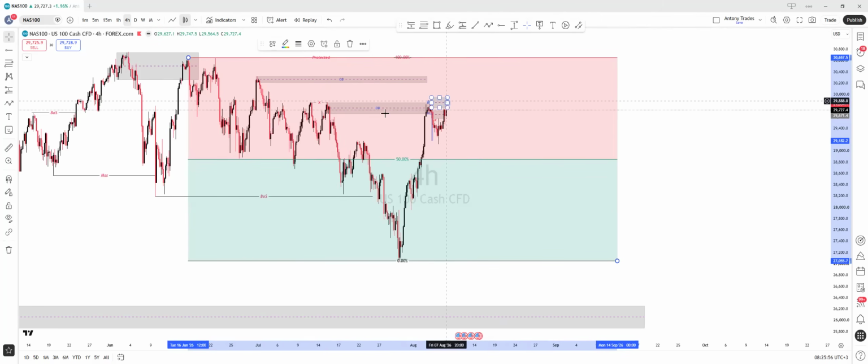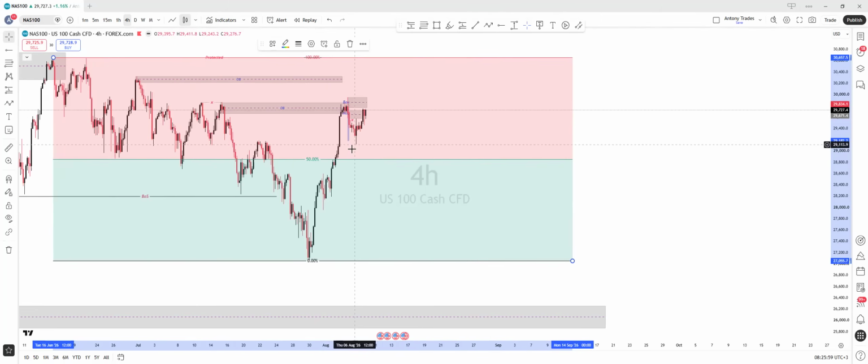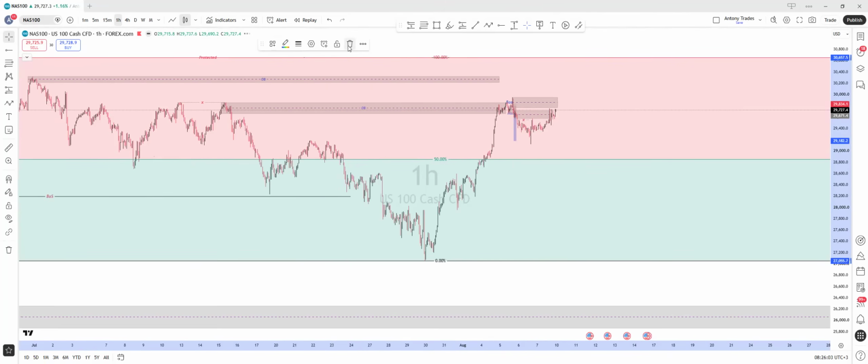So what are we anticipating? We are anticipating more sells around that area. Okay, so moving on to the 1 hour time frame.